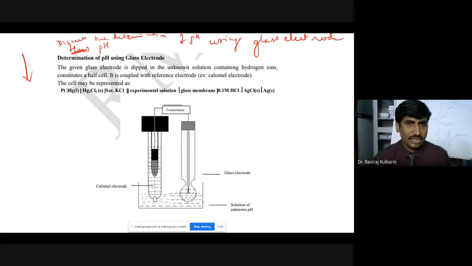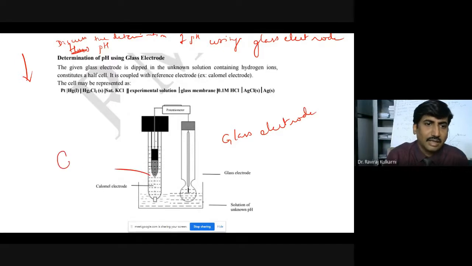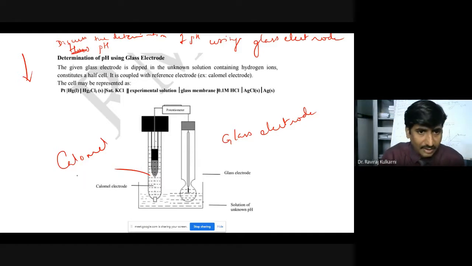How do you determine pH? I told you it forms an electrode potential with respect to internal solution and external solution, all those things I discussed. But how exactly do you determine it? You have to couple this glass electrode, this is your glass electrode, with the calomel electrode. You can use another silver chloride electrode, but for theory, you just take the saturated calomel electrode.